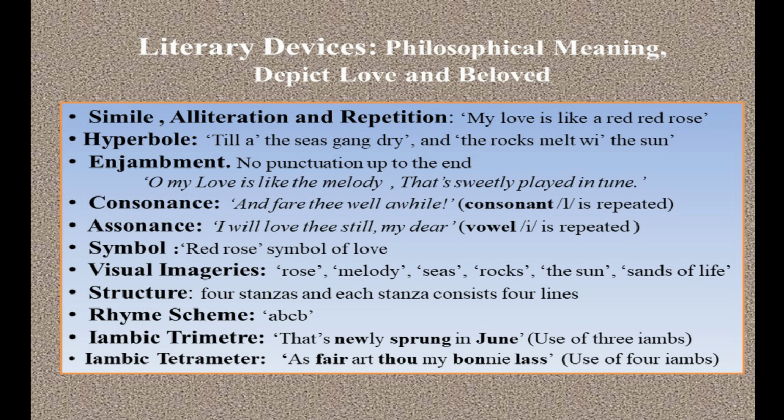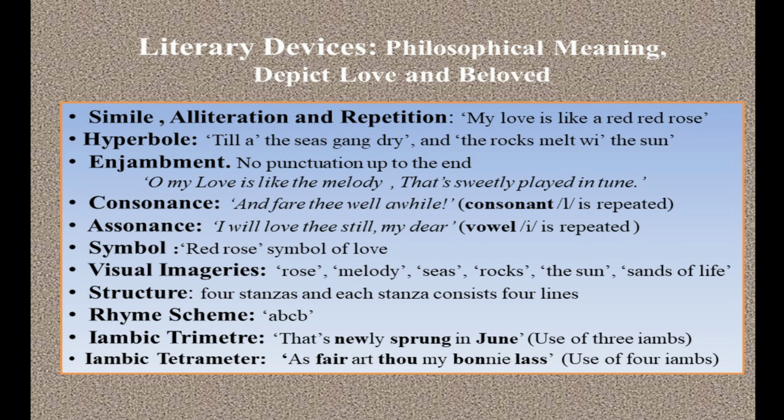"Oh, my love is like the melody that's sweetly played in tune" is an enjambment. It means here, no punctuation mark is used up to the end of the line. The line "And fare thee well a while" is an example of consonance. Here, the consonant sound l is repeated in the same line.